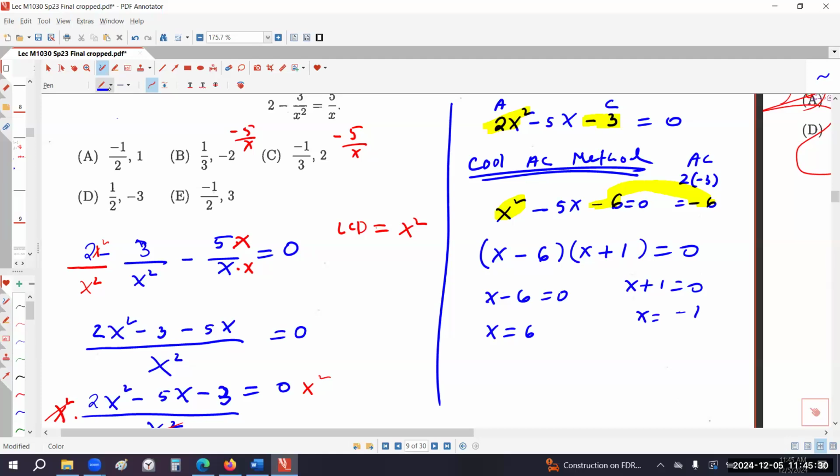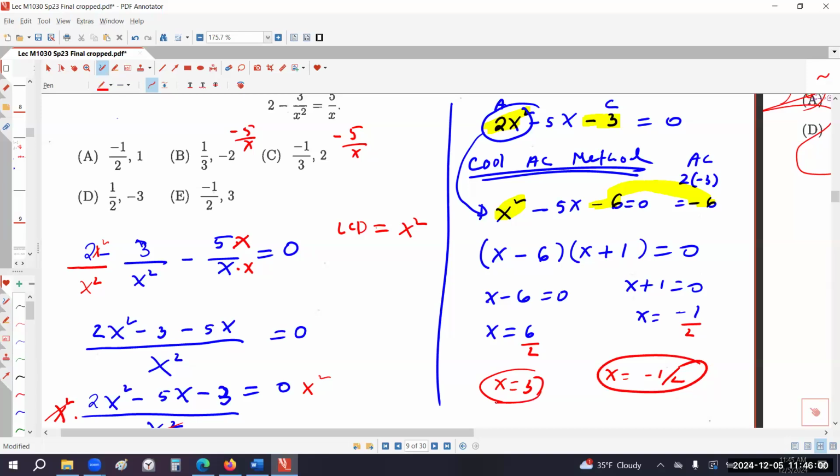But see, we turned 2x squared into x squared. So where did the 2 go? It went somewhere, right? Now it's time for the 2 to come back. We divide both answers by 2. And that's our answer. So we get x is 3 and x is -1/2. 3, -1/2, our choice is E. So if you hate AC method, this is actual. I know, this is not normal AC method.